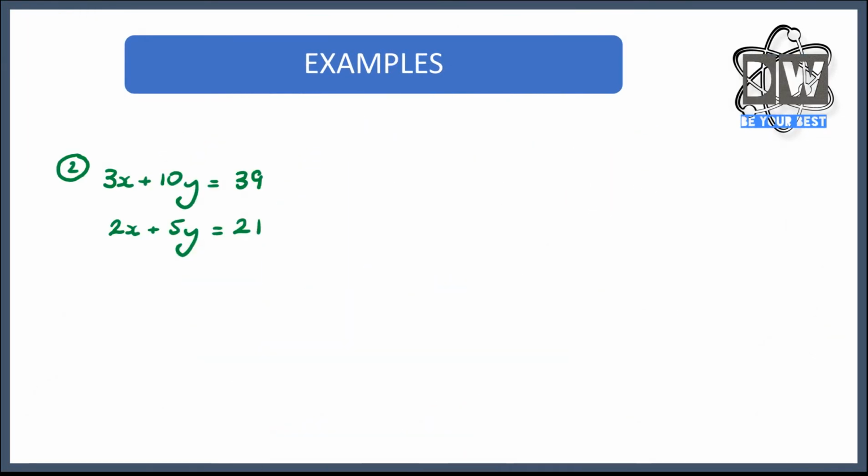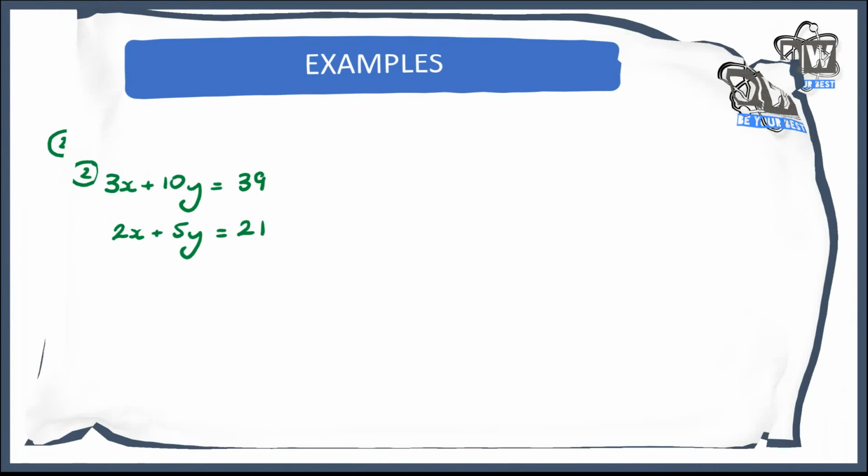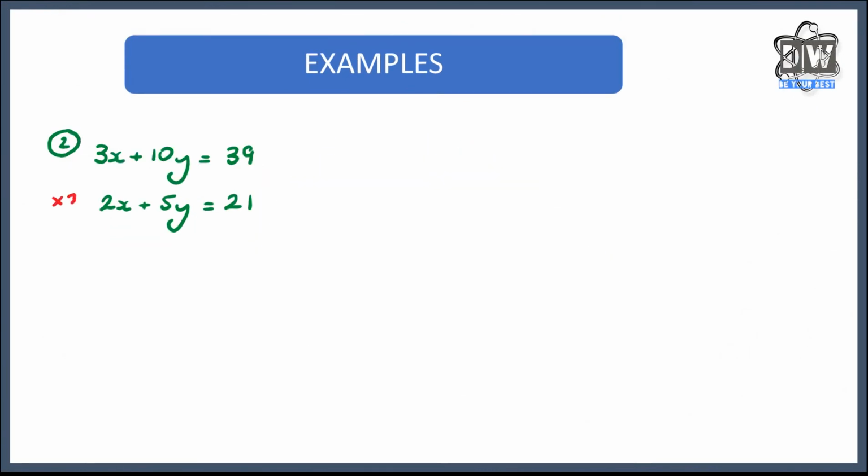Okay, so from this one, when we did this one in our last screencast, we had to multiply the bottom by 2 for a start, which then turned it into 4x plus 10y equals 42.